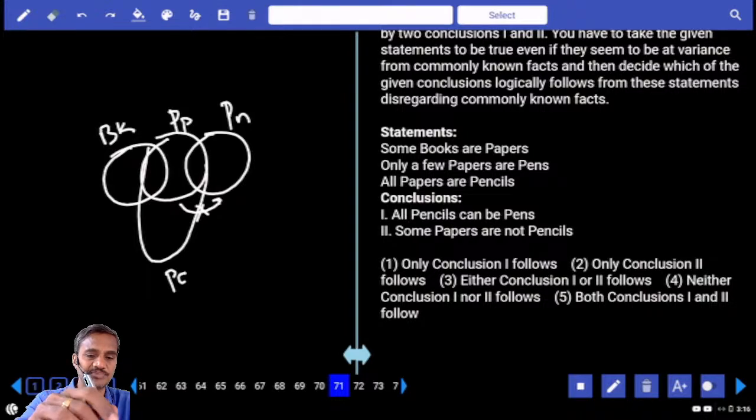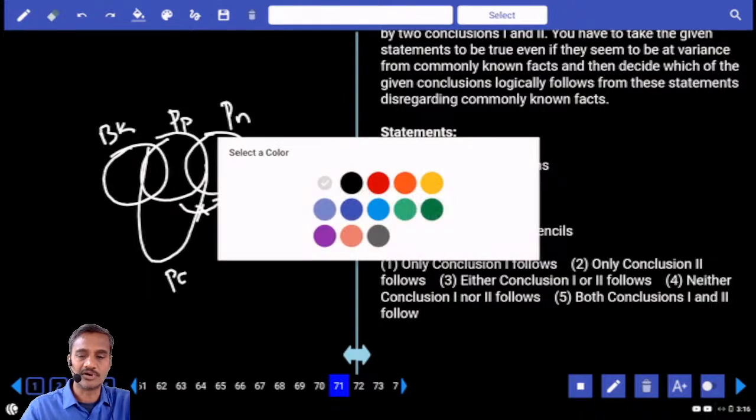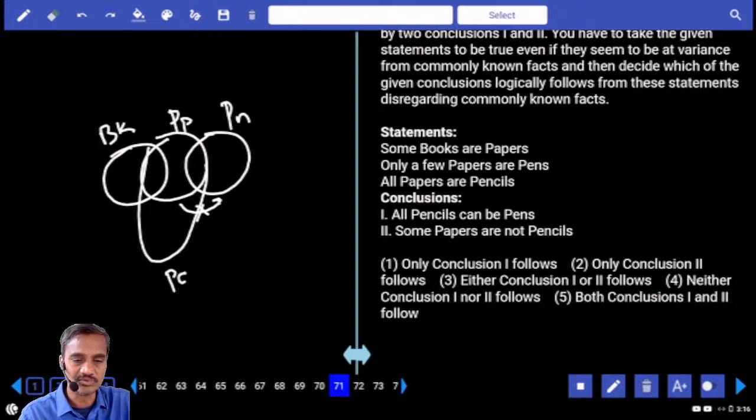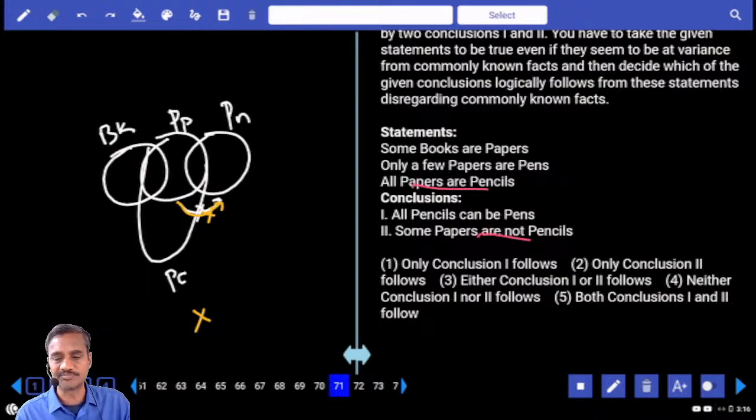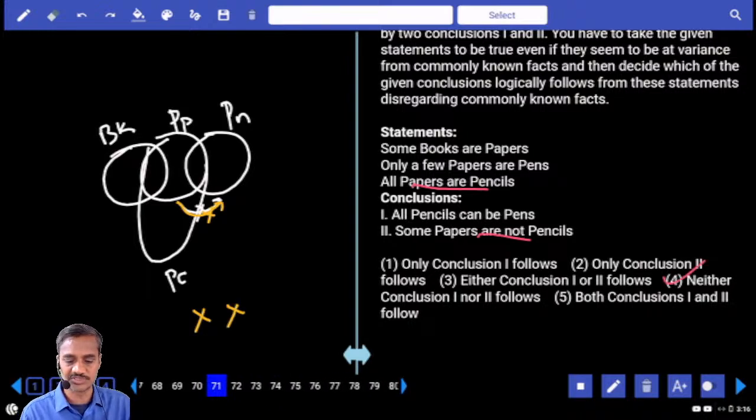Then the first one: all pencils can be pens. Is it possible or not? No, all pencils can be pens is not possible, because if you write all pencils here, then this entire paper must be part of this pen, which is not possible. And some papers are not pencils. Now all papers are pencils is true, and some papers are not pencils is false. Hence neither is true, choice 4 for question number 71.